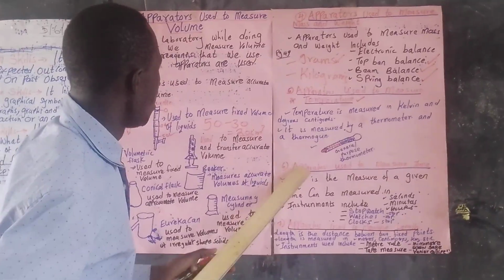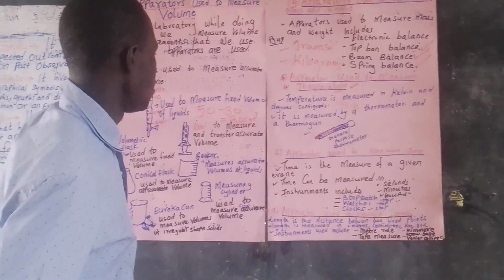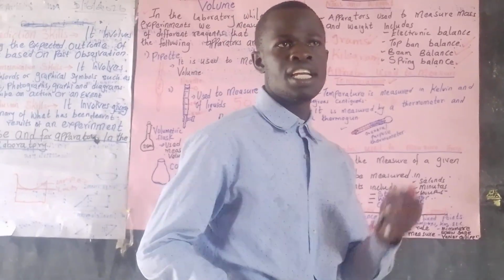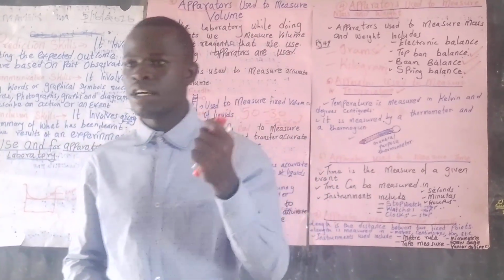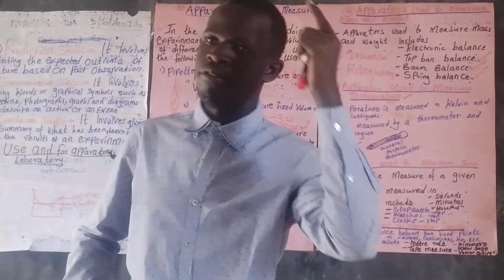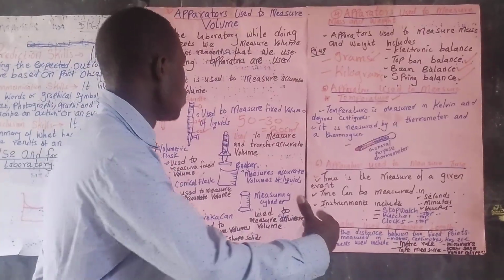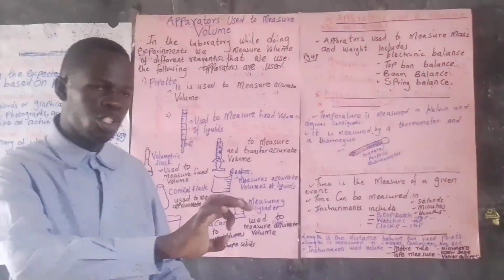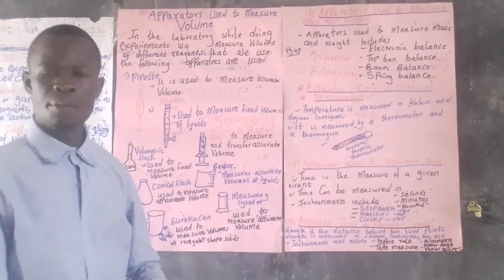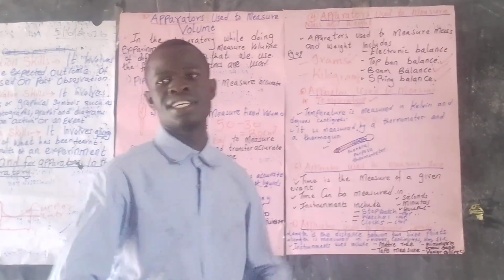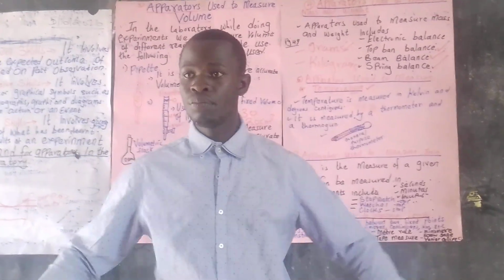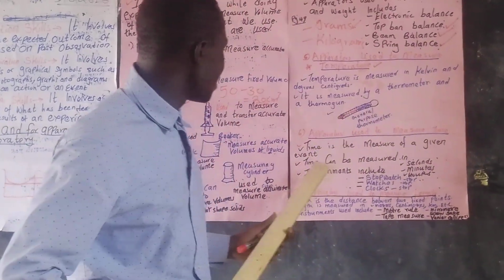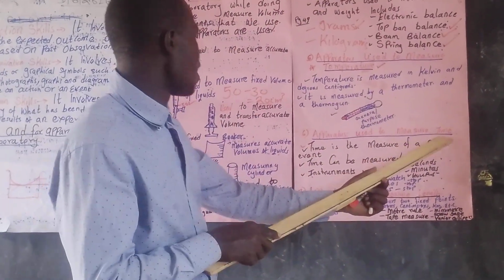Number 6, we have apparatus used to measure time. Students, time is the measure of the duration of a given event. So when you are doing a given event, that duration is what you measure. For example, you go to the chamber for 2 hours. That 2 hours is what you call duration. So the event you are doing, you measure the duration, and that's what is referred to as time.